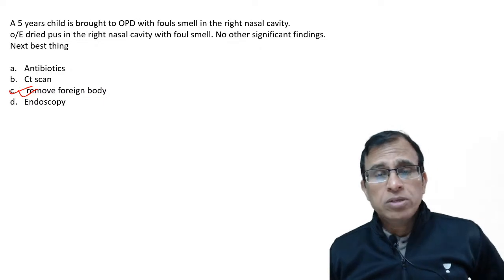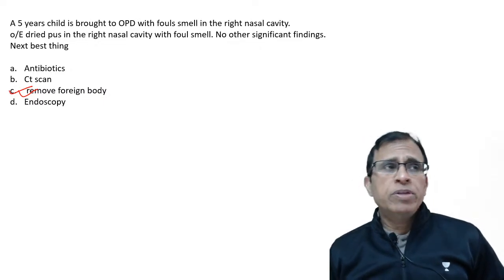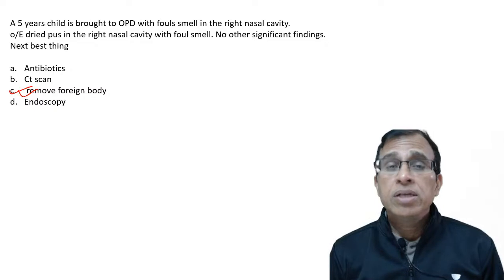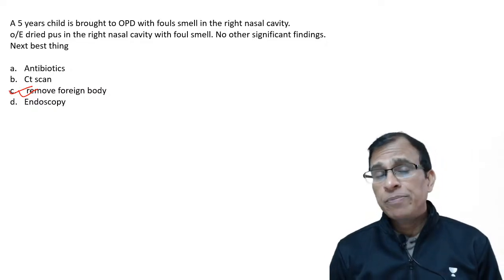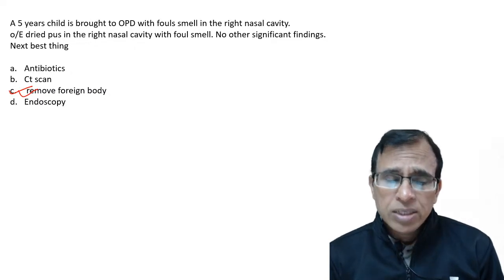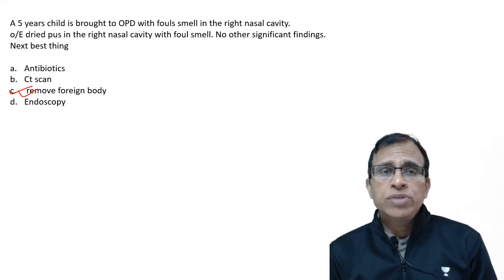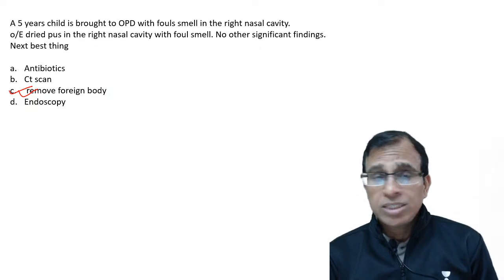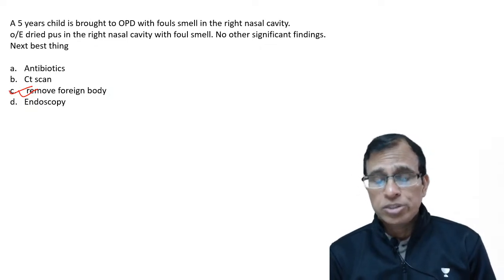When you cannot see this pus and all, then you have to suspect that maybe the foreign body is deep inside. And when you can see something, even if it's dried pus, just behind the pus there is a foreign body. And for those who know, a foreign body of the nose should ideally be removed under general anesthesia, not under local. We do it under general anesthesia.